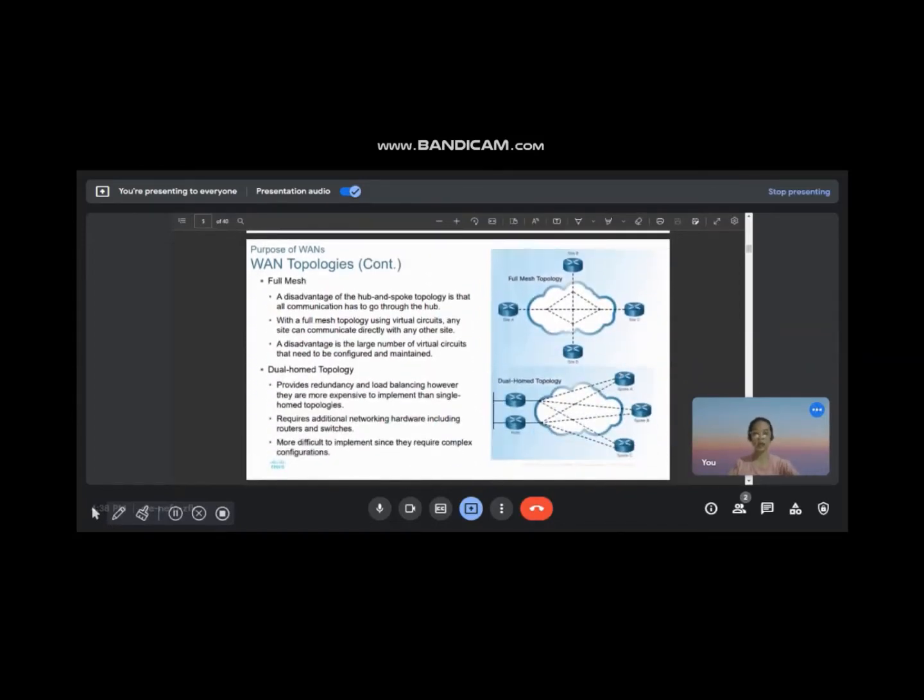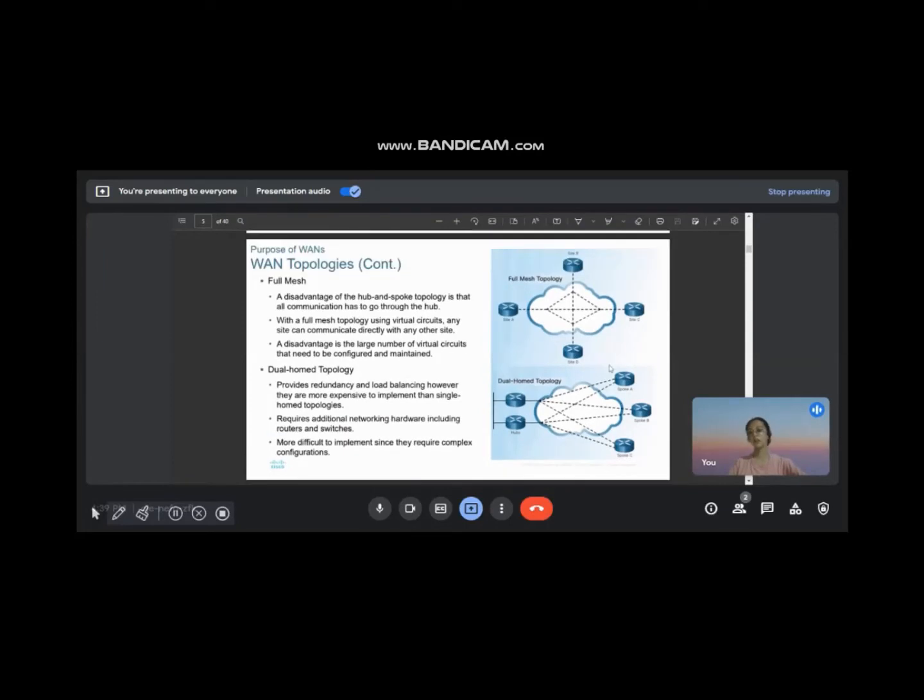Next is the full mesh. Full mesh has every device with a dedicated point-to-point link to every other device. The term dedicated means that the link carries traffic only between the two devices it connects. A disadvantage of the hub and spoke topology is that all communication has to go through the hub. With a full mesh topology using virtual circuits, any site can communicate directly with any other site. A disadvantage is the large number of virtual circuits that need to be configured and maintained. One practical example of a mesh topology is the connection of telephone regional offices, in which each regional office needs to be connected to every other regional office.